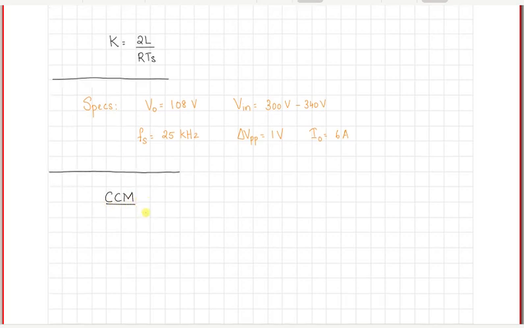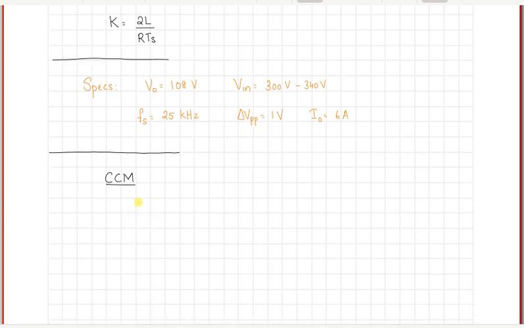As we have seen in CCM operating mode, the duty ratio is given by the ratio of output to input voltages. So here we have a case where the output voltage is fixed while the input voltage seems to be varying between some range. Accordingly, when you operate the converter, you will find that the converter duty ratio will also have to be varied in order to maintain the output voltage.